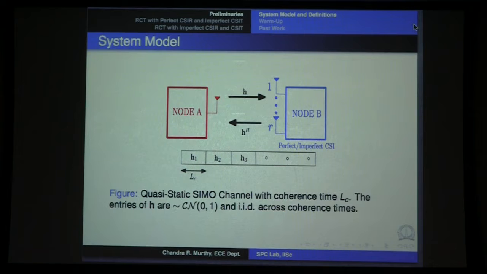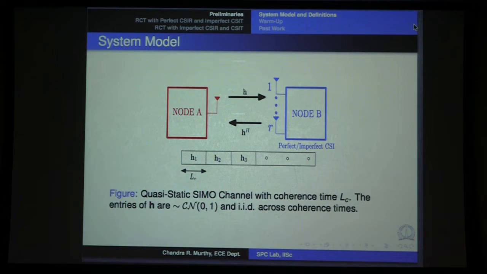The second thing is we are looking at a quasi-static channel model where the channel stays fixed for the coherence time of the channel, which is denoted L sub C symbols here. And it changes in an IID fashion from one coherence time to the next.